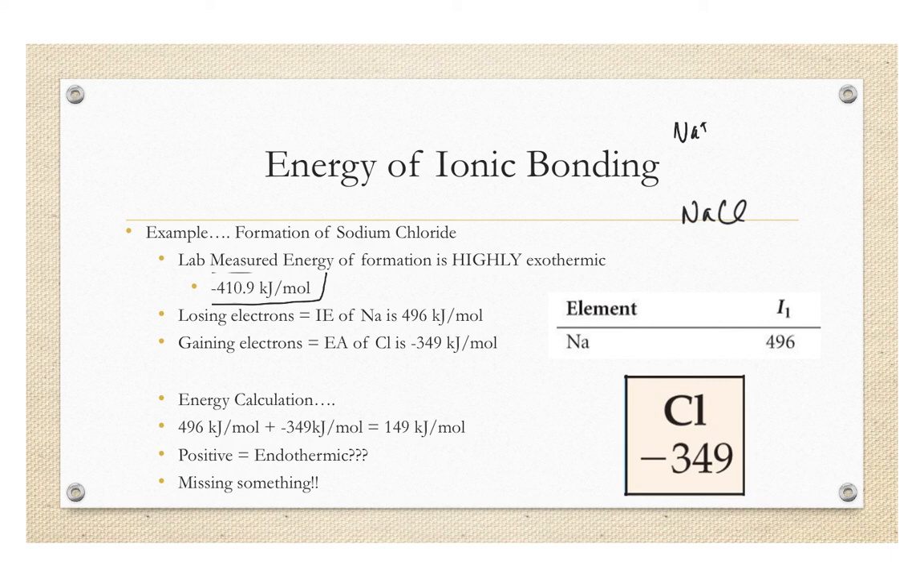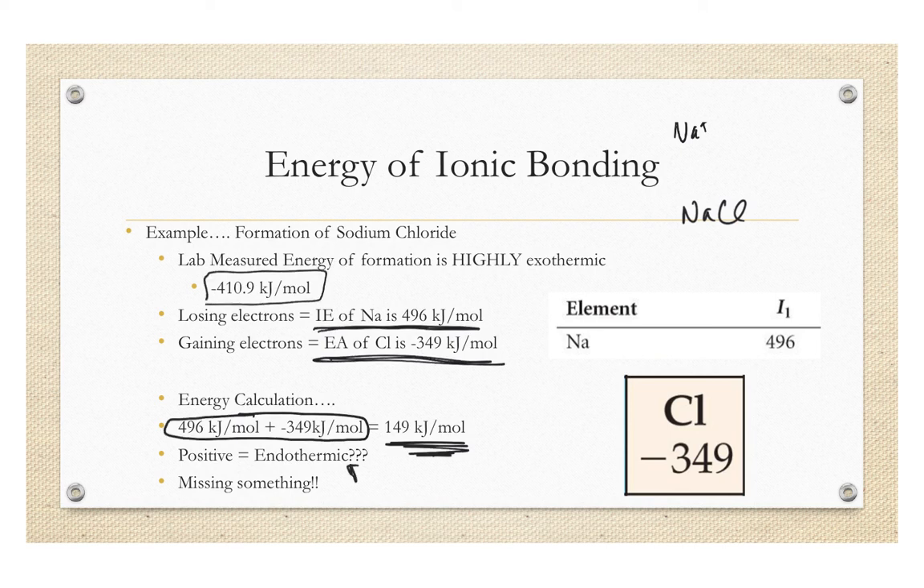Losing electrons, the ionization energy of sodium is 496 kilojoules per mole. Gaining electrons, the electron affinity for chlorine is negative 349. So if I do the energy calculation there, 496 minus 349, I should get an overall reaction energetic of positive 149, which would be endothermic. But we know this thing is super exothermic. So that means we've got to be missing something.